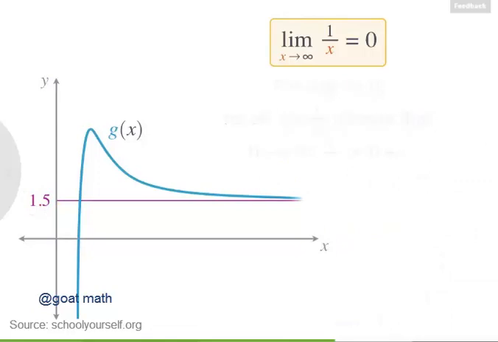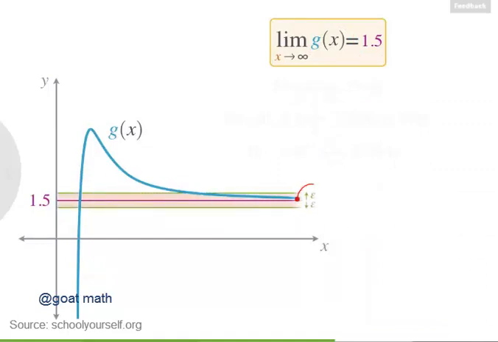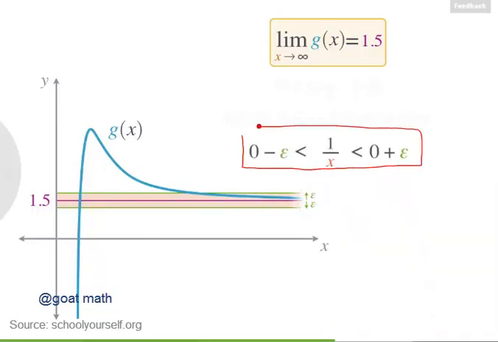First, let's write the correct limit equation for this function. We're saying that the limit as x goes to infinity of g of x equals 1.5. Let's draw a narrow tube centered at 1.5 and suppose it has width epsilon. This statement said that our earlier function, 1 over x, stayed inside a tube centered at 0. Let's replace the function 1 over x with g of x.